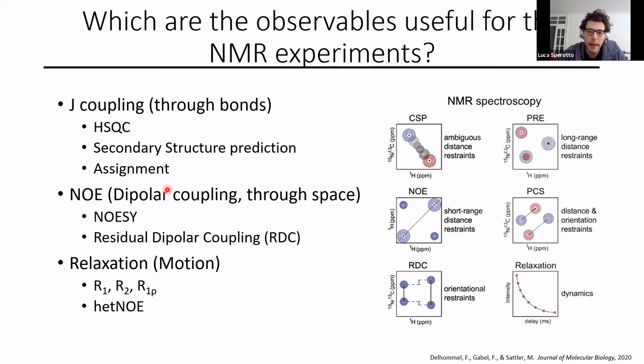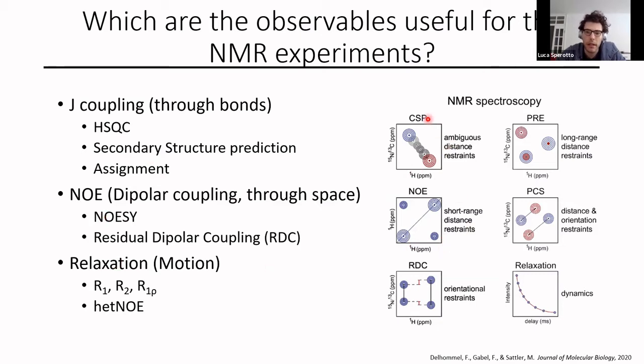And then there is the NOE effect. It's basically an effect that we call transfer of magnetization. What this effect allows you to do is to look through space. So you can look at one atom and check which other atoms are next to this one. And on the other side, you can also look at the property of relaxation. So how your molecule relaxes, and depending on the different constants that describe our relaxation, we can monitor, for example, the dynamics of our protein. And so it's useful also to check if there are changes in the conformation or in the dynamics of our protein.